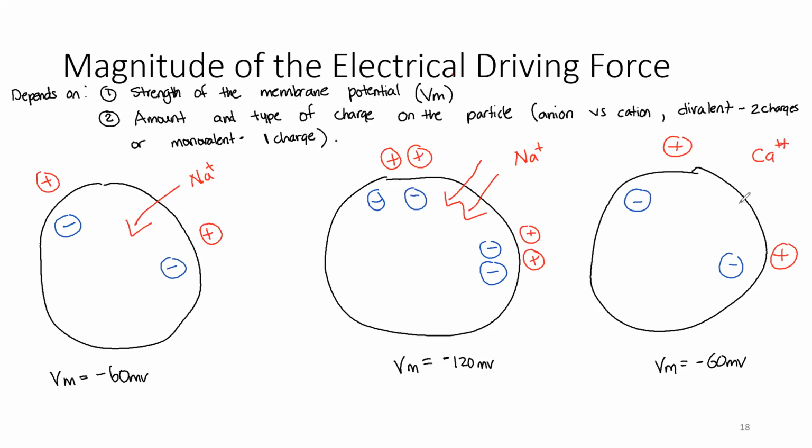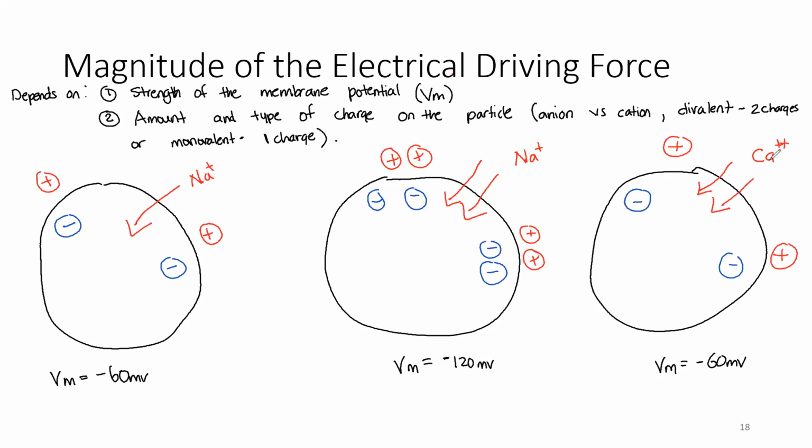And so as we'll see, because our particle in question is now a divalent cation, it now has two charges, it's calcium instead of sodium, we now see that although our membrane potential is the same as the first cell, our driving force is now going to be double because we have a divalent cation that has two charges, okay?